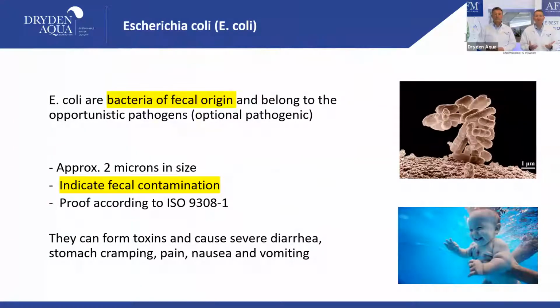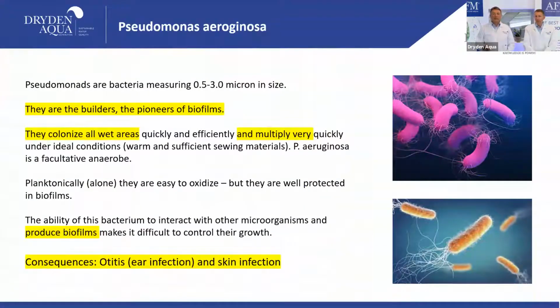E. coli is a bacteria, and it's of fecal origin, which tells you everything about how it gets into the pool. I'm not going to go into more details. They are about 2 micron in size, and if you have E. coli, it can give some pain, some diarrhea. This is why someone who has diarrhea should never use a pool. We will see how to treat it if you have this problem. It's a problem if you take it orally.